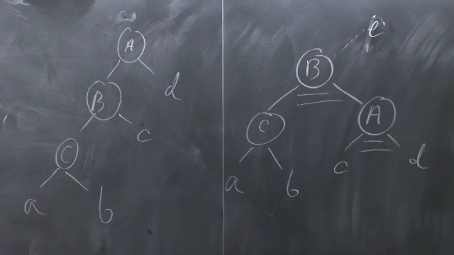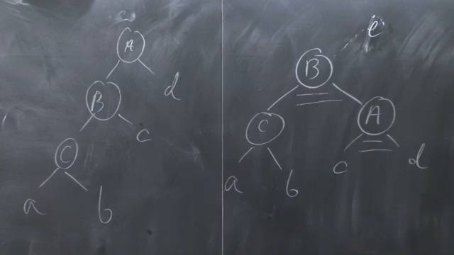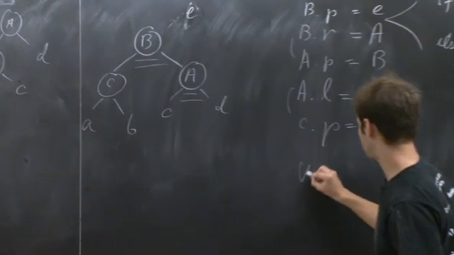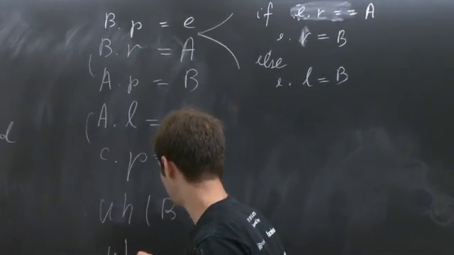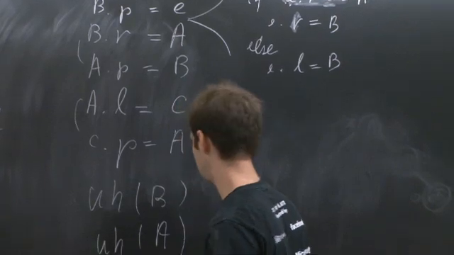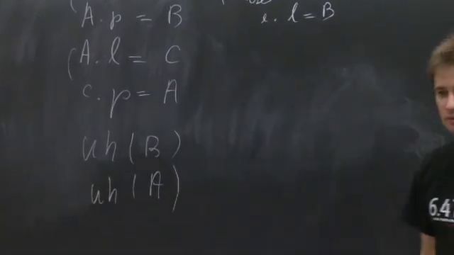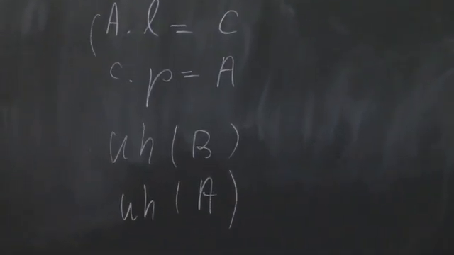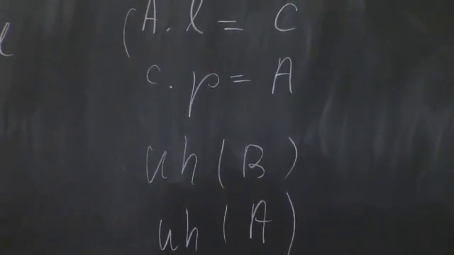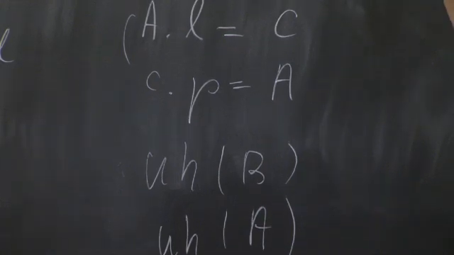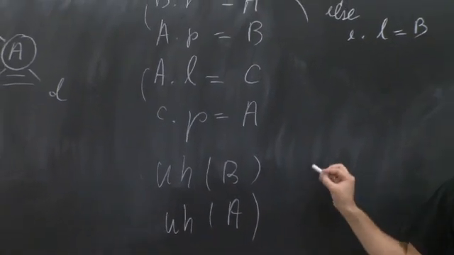So if I'm not sure, then I'm going to try to update the height anyway to make sure that I have the right height. So after I do this, I have to update the height on B and update the height on A. Is this correct? Oh, E. And all the way up. Let's assume that happens. Does this look right?